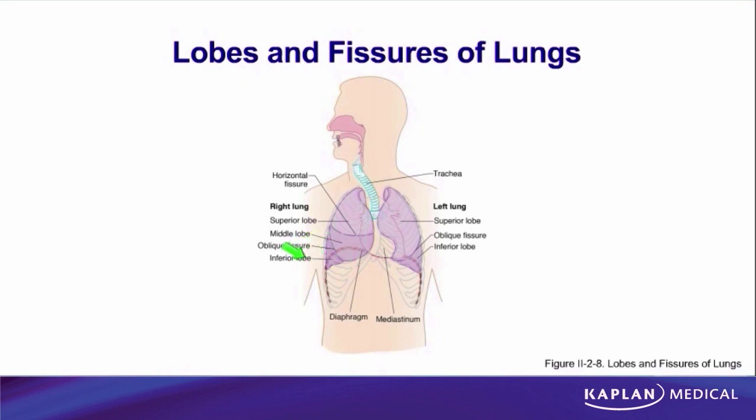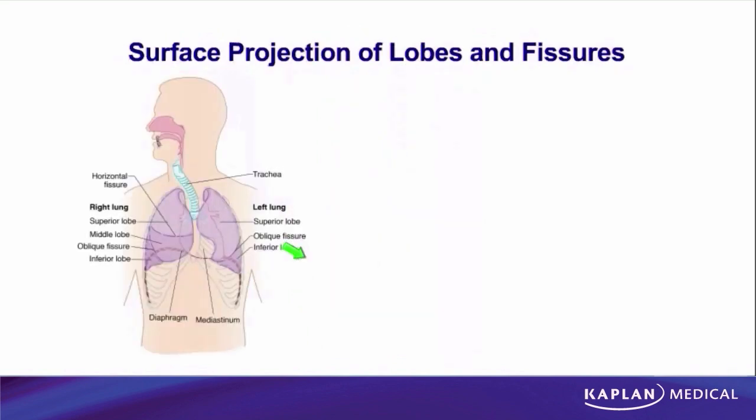Now let's get a little bit more specific about where these lobes and fissures are. So let's start with the fissures. Since the lobes are defined by the fissures, what we want to pay attention to is where are the fissures?